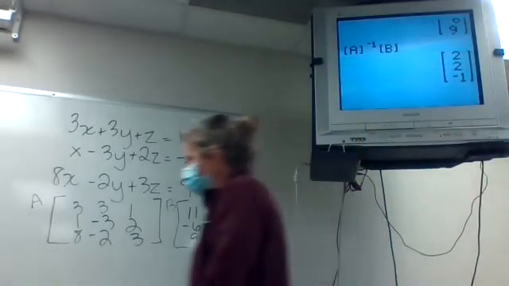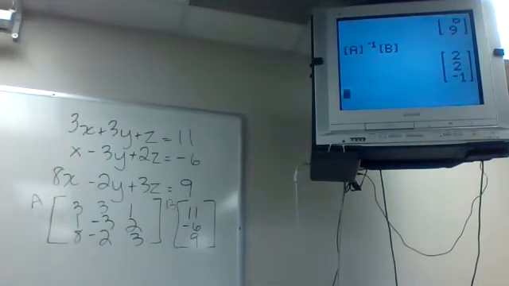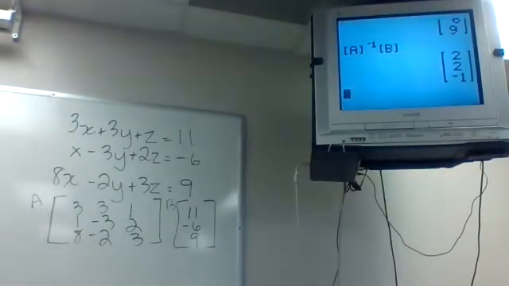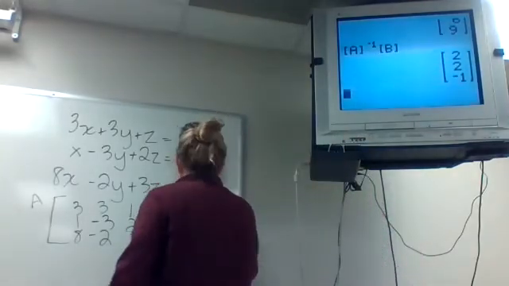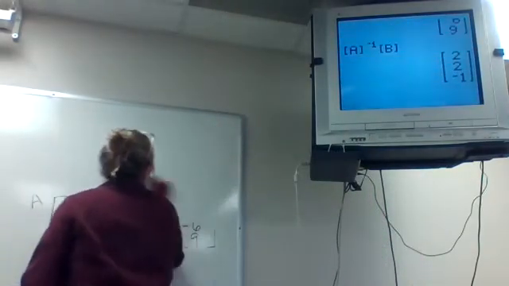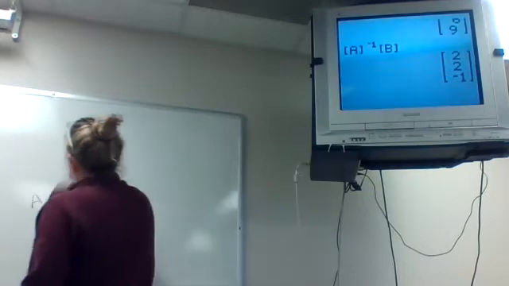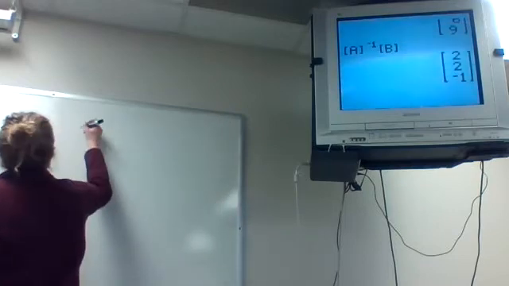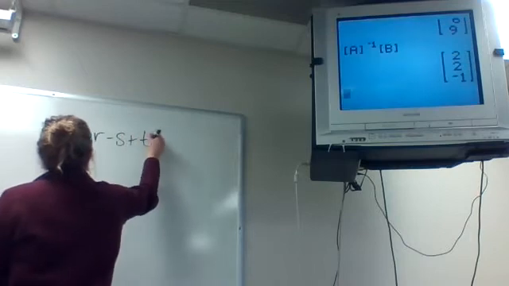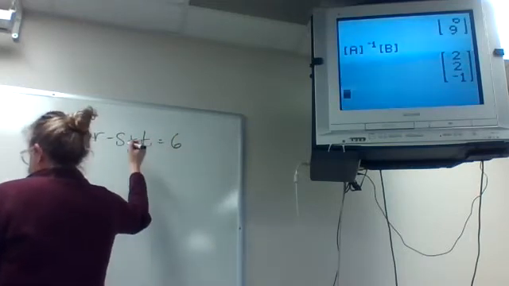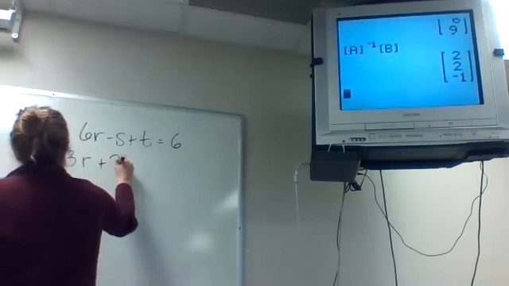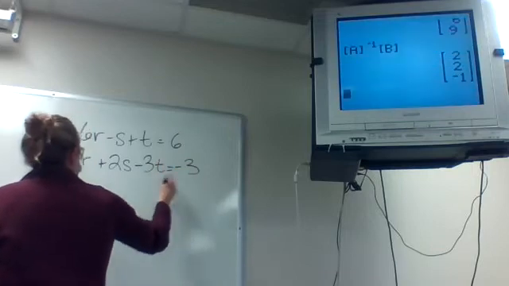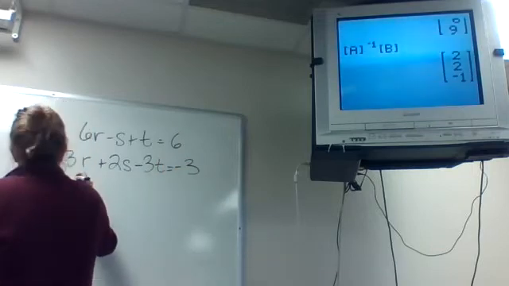Okay, I'm going to put one more up there, number 11, and let y'all try it in your calculator. That was number 9. 6R minus S plus T equals 6. 3R plus 2S. I'm just not working every one because they're all exactly the same. Just putting it in your calculator. This is 11.